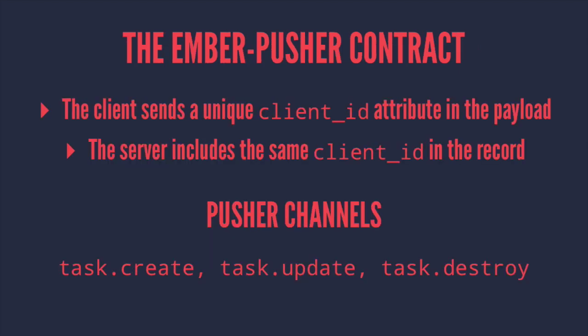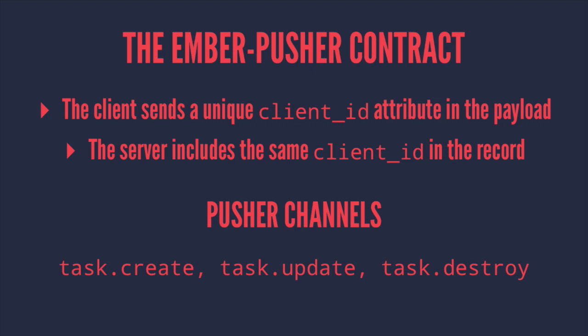So how does it work internally? The client has to generate a unique client ID, which will be included in the payload. And the client ID will be returned by the server, both in the Pusher message and in the HTTP response payload. This is done automatically by the mixins that I've created, so you don't have to do anything. You just include the mixins, and the client will include the ID.